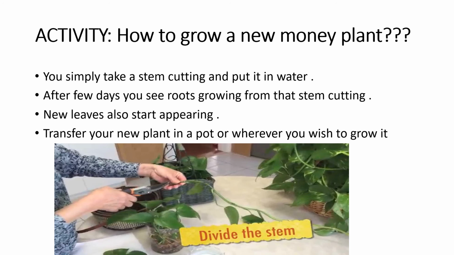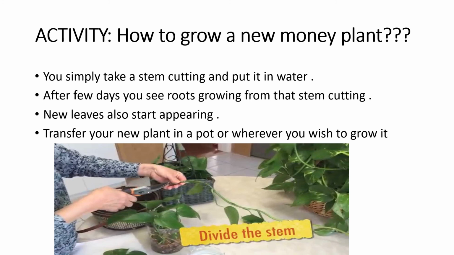After a few days, you will notice tiny roots growing from that stem cutting. New leaves also start appearing. Now you can transfer your new plant to a pot or wherever you wish to grow it. So you have a new money plant. Did you use the seeds to grow the new money plant or did you use the vegetative part? You have used the vegetative part, that is the stem cutting.